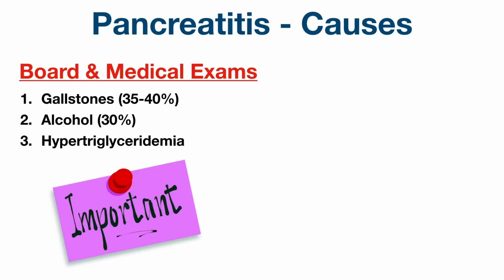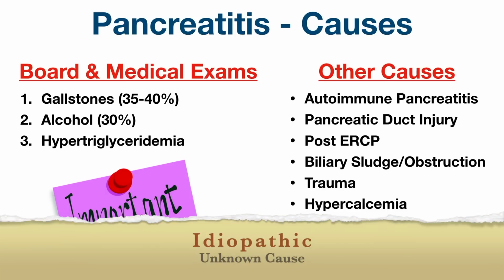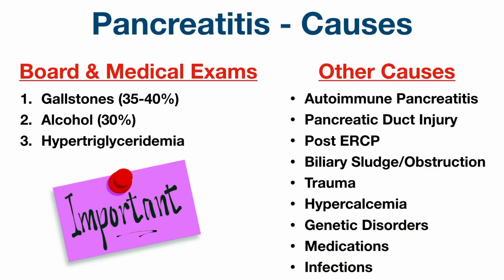Other causes include autoimmune pancreatitis, pancreatic duct injury, post-ERCP, which is a type of endoscopic procedure, biliary sludge, biliary obstruction, trauma, hypercalcemia, genetic disorders like hereditary pancreatitis, cystic fibrosis, and others, medications like valproic acid, ACE inhibitors, and others, and finally infections such as mumps, hepatitis B, cytomegalovirus, and others. Some causes are also idiopathic, in which the cause of pancreatitis is unknown. Smoking can also be a risk factor for pancreatitis.